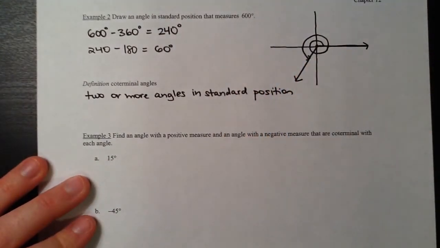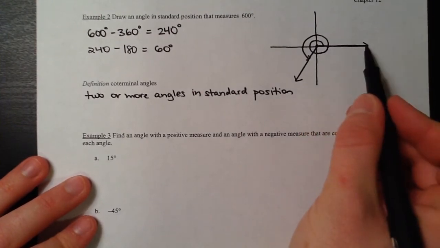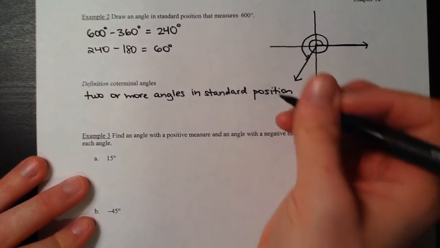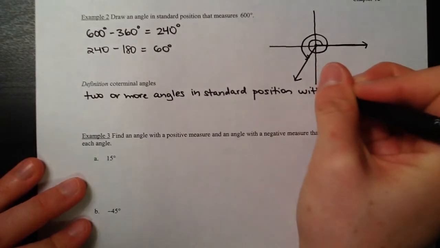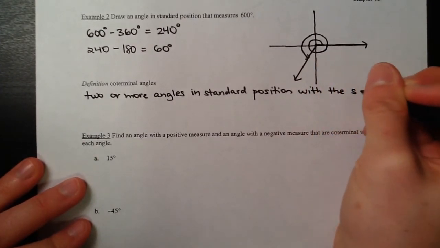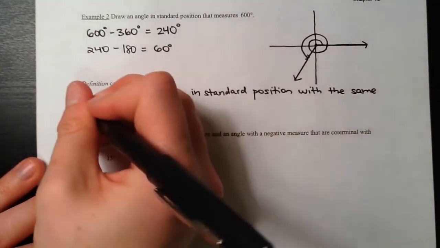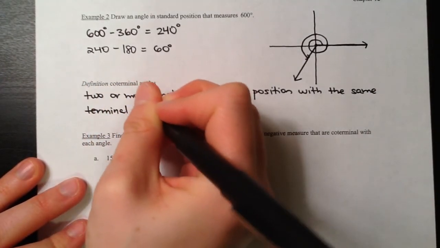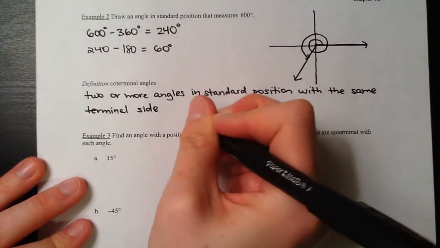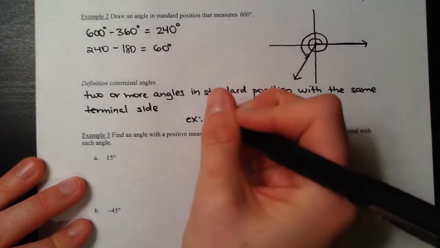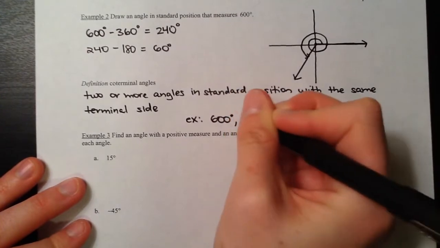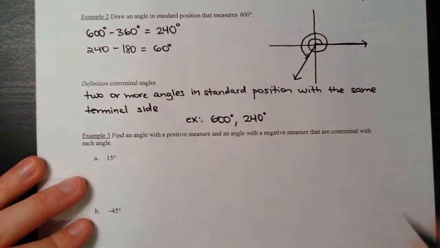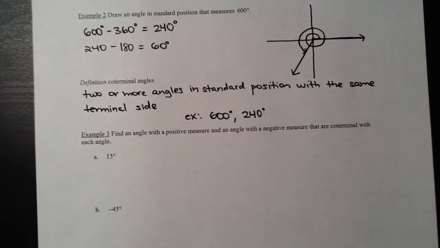Okay, coterminal angles are two or more angles in standard position, meaning initial side here, vertex here, with the same terminal side. So the example that we were just talking about from example 2, 600 degrees and 240 degrees, would be coterminal angles because they would have their terminal side in the exact same spot. We also could give a bunch of different names to that angle.